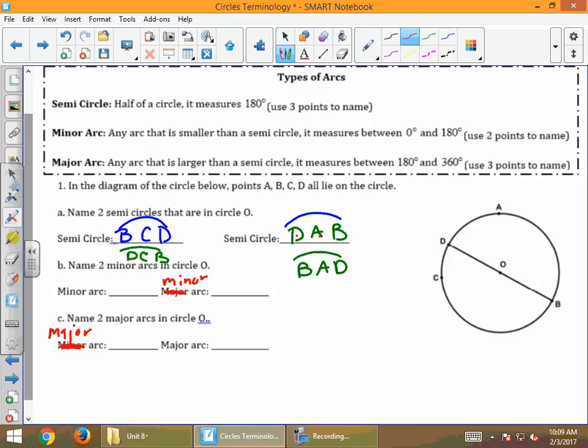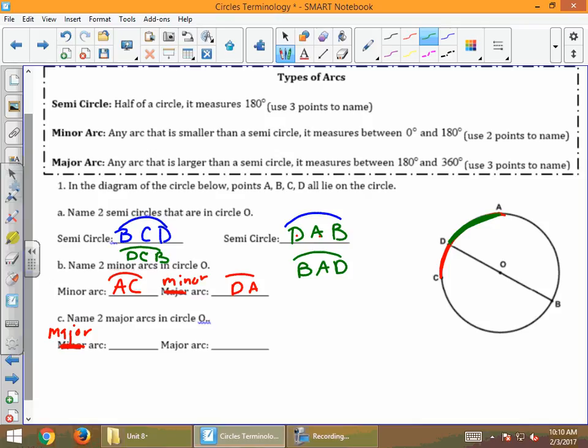AC. This guy right here. From A to C. And that's okay that D's in between them. It's still smaller than 360. What's another minor arc? DA. Another minor. Smaller than 360. So what could have been another minor arc?